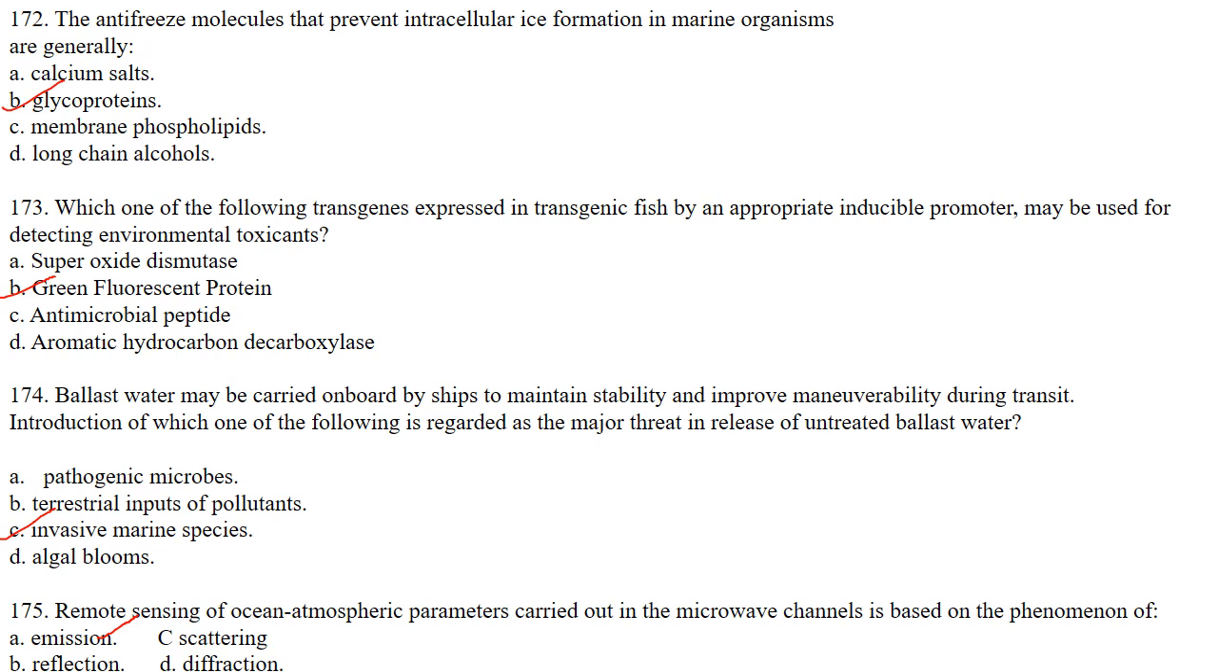Then which one of the following transgenes expressed in transgenic fish by an appropriate inducible promoter may be used for detecting environmental toxicants? It is green fluorescent protein. Answer is option B. Ballast water may be carried on board by ships to maintain stability and improve maneuverability during transit. Introduction of which one of the following is regarded as the major threat in release of untreated ballast water? It is invasive marine species. Answer is option C.